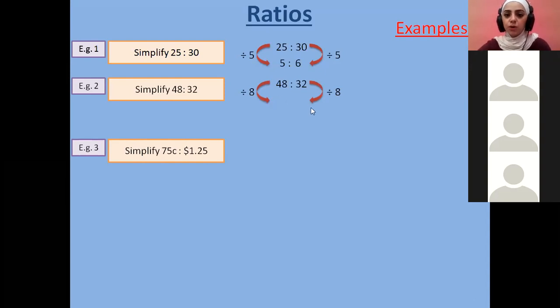48 and 32 are both multiples of 8. So if you divide by 8, this is 6 to 4. 6 to 4 is the one that Karam already reached. He divided it by 2 again. So it's 3 to 2, and that is the simplest form. Thank you, Karam. You're welcome, teacher.